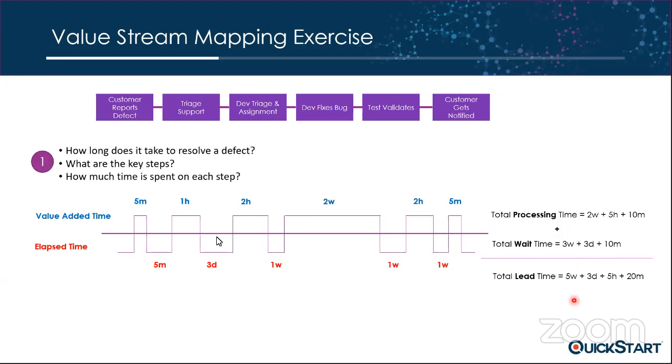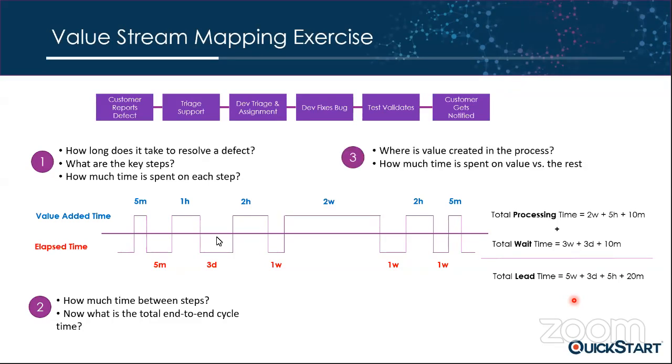So what will we do? First, analyze how long it takes to resolve a defect. What are the key steps? How much time is spent on each step? And when we have that information, we need to evaluate the elapsed time, right? How much time between steps? What is the total end-to-end cycle? Where is value created in the process? Remember that we mentioned processing time is equal to value added plus waste. So what is really the value in each process? And how much time is spent on value versus the rest, okay?